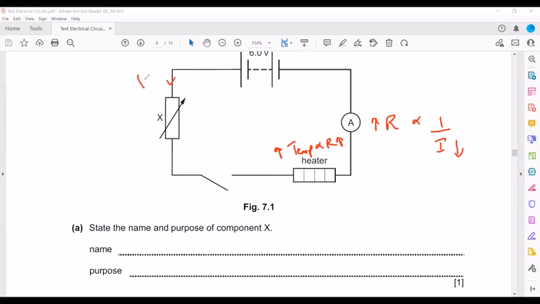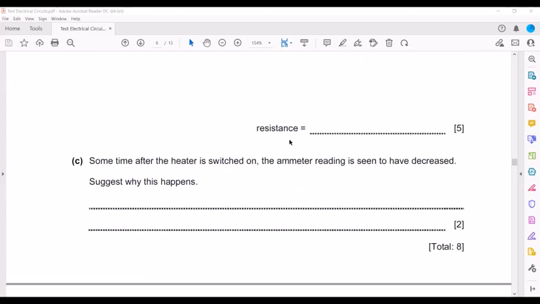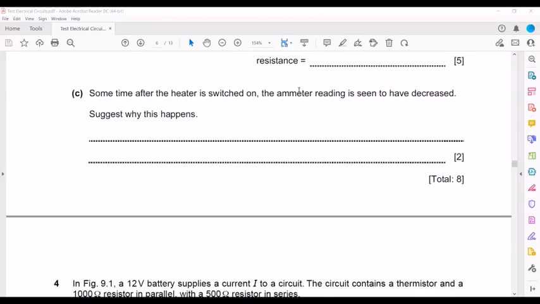Originally it was 1.25 ampere at the beginning of the experiment, but with the passage of time, as the temperature increases, resistance also increases. So the current in the circuit will start to decrease. So the answer for part C: the temperature increases, which increases the resistance and reduces the current.